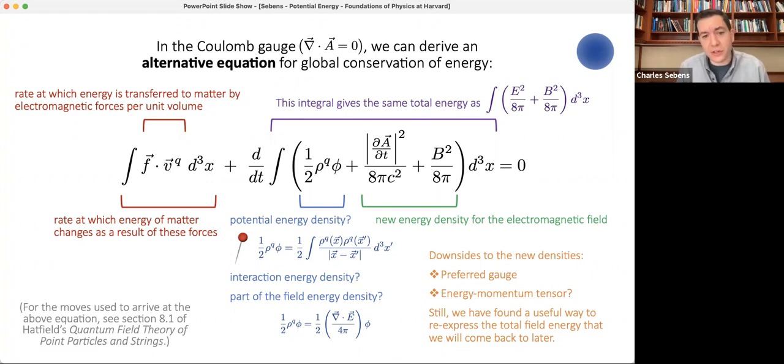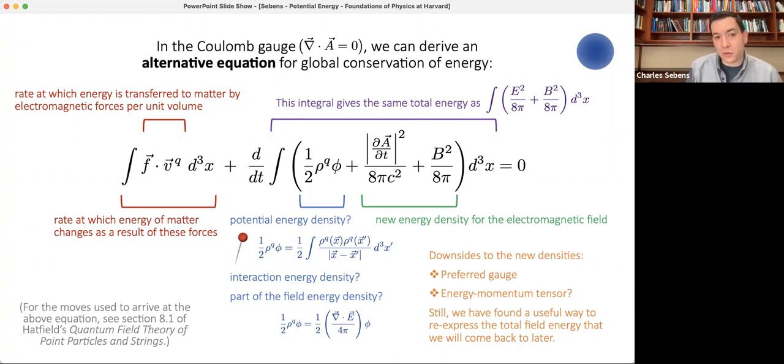If you wanted to take it further and say, no, this actually tells you where the energy is, you actually have that potential energy density from before, and the energy density for the electromagnetic field, it's there. There is energy in the electromagnetic field, but it's not E squared over 8 pi plus B squared over 8 pi. It's this new energy density for the electromagnetic field, the green term here. So that would be a kind of radical way of interpreting this equation. I think there are some downsides to doing that.